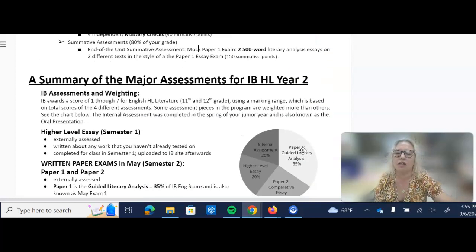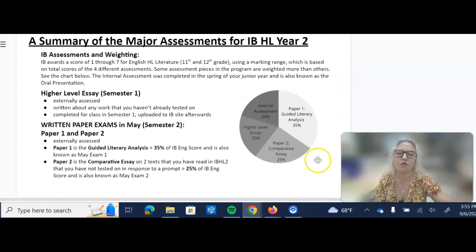Let's talk about a summary of the major assessments for IBHL Year 2. IB awards a score of 1 through 7 for English HL literature using a marking range, which is based on total scores of the 4 different assessments. Some assessment pieces in the program are weighted more than others, and so that's why I made this pie chart.